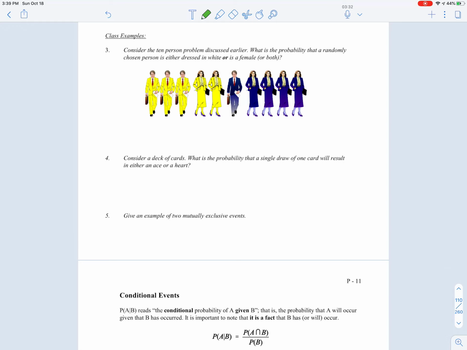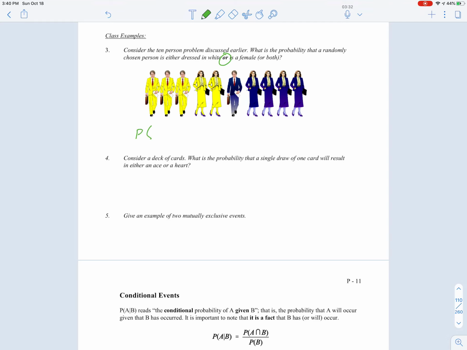Consider the 10-person probability discussed earlier. What is the probability that a randomly chosen person is either dressed in white or is a female or is both? As soon as you see the word or, then you know that that's talking about a union. So again, stop the video, see if you can figure out this one and the next couple, and then we will take it up. Okay, I'm going to assume that you've done that.